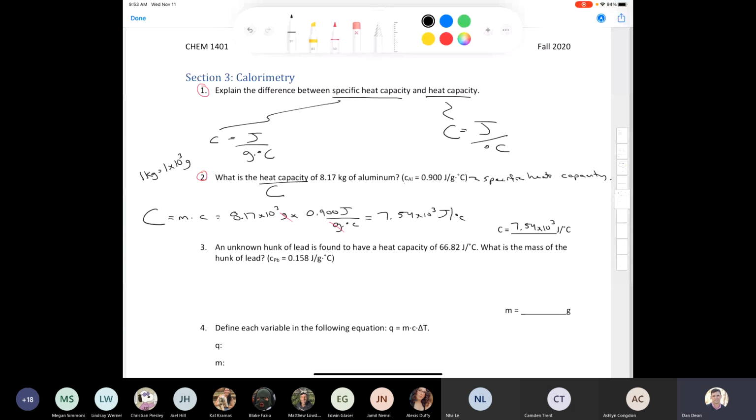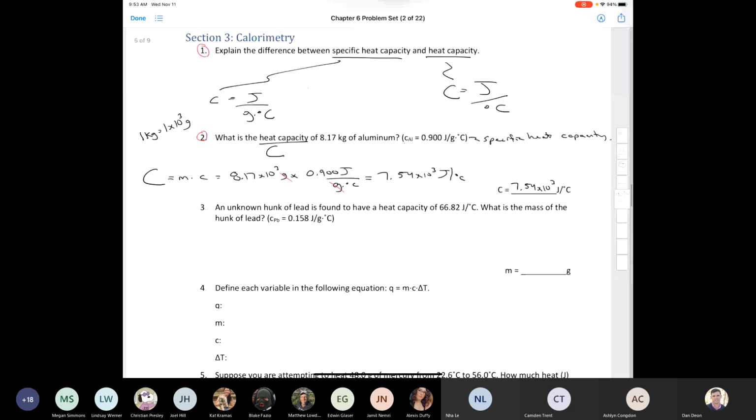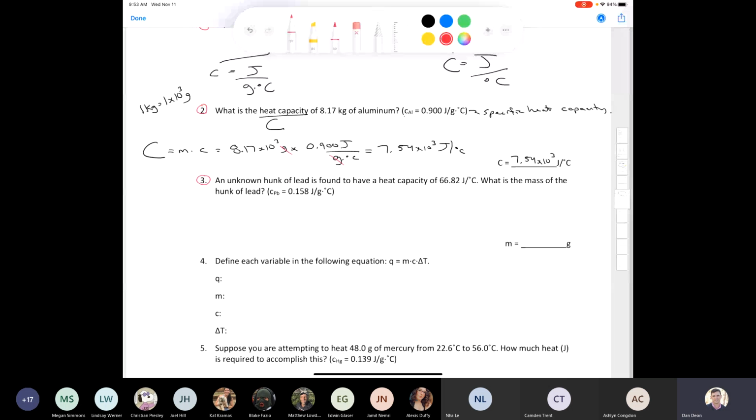All right, let's try another one. That's from the calorimetry section. An unknown hunk of lead. I don't know why they didn't just write an unknown piece of lead. It's kind of strange. An unknown piece of lead is found to have a heat capacity, so this is our big C, of 66.82 joules per degree Celsius. What's the mass of the hunk of lead if you have a specific heat capacity of 0.158 joules per gram degree Celsius? I'm going to give you a minute to see if you can figure that one out.